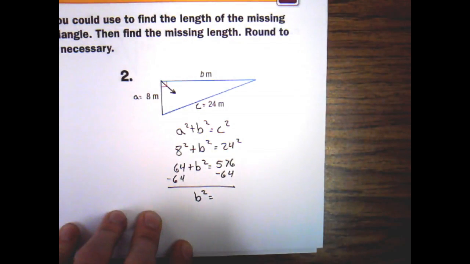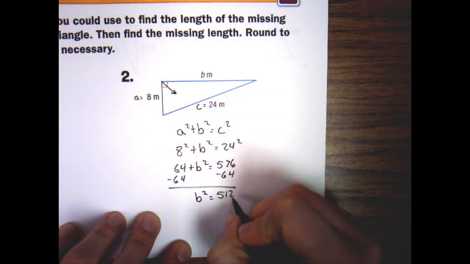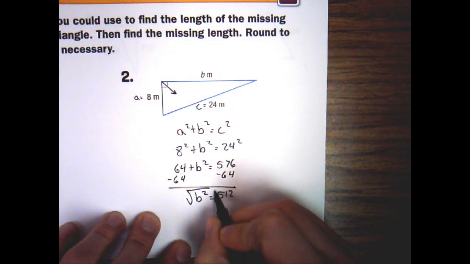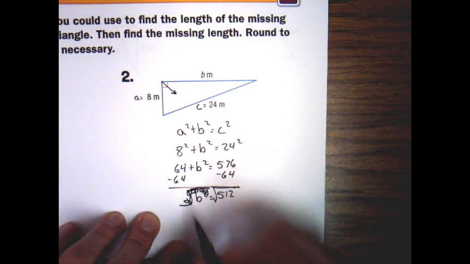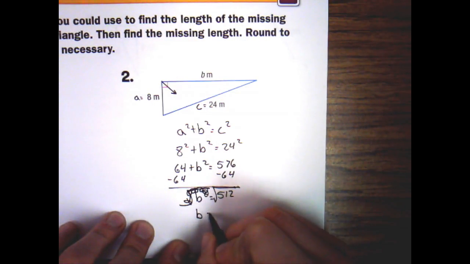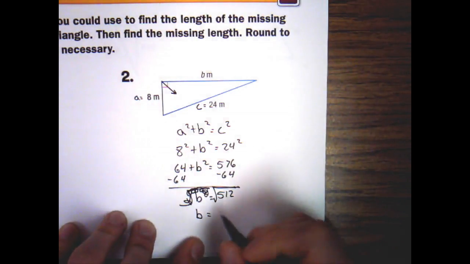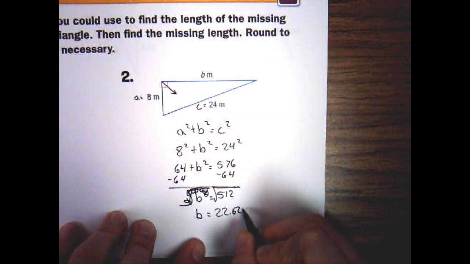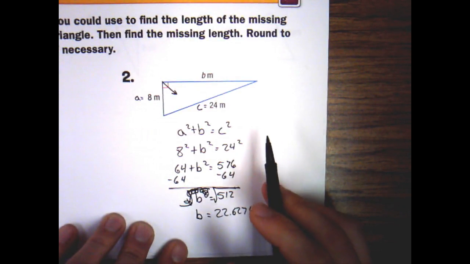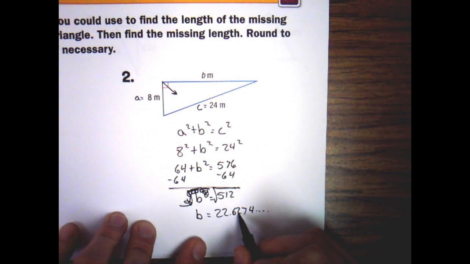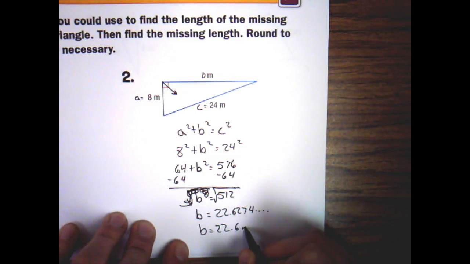B squared is equal to 512. Now again, to get b by itself, I have to take the square root of both sides, because that's what undoes the squared. That cancels out. B is equal to the square root of 512, which is 22.6274 dot dot dot. So back to my directions: round to the nearest tenth. I look to the right, it's a 2, so I know that stays the same. B equals 22.6 meters.